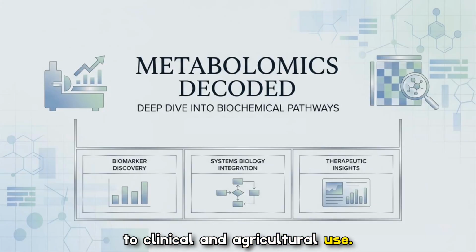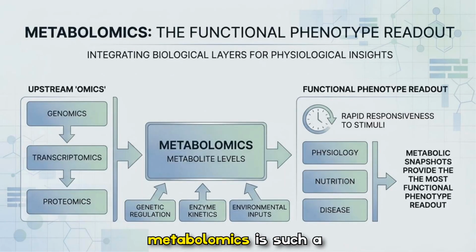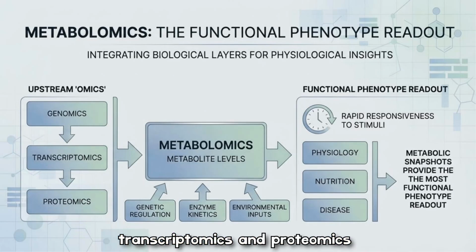and agricultural use. This slide explains why metabolomics is such a powerful readout. It sits downstream of genomics, transcriptomics, and proteomics, and captures the actual metabolic state shaped by genes, enzyme kinetics, and environmental inputs. Metabolite snapshots respond rapidly to stimuli, so they reflect physiology, nutrition, and disease in a way that upstream omics can't, making metabolomics uniquely informative for functional phenotype insights.